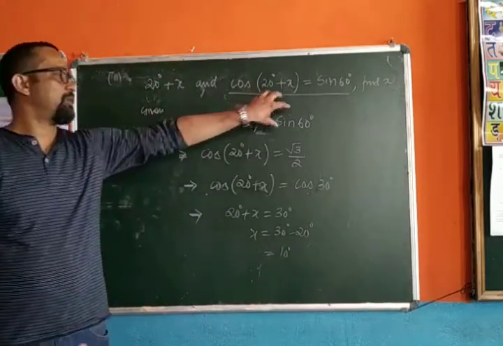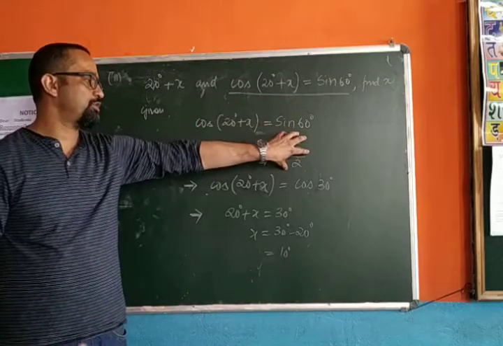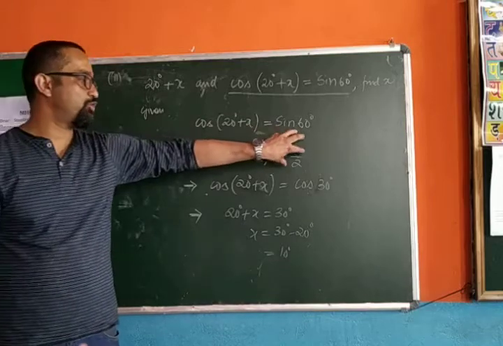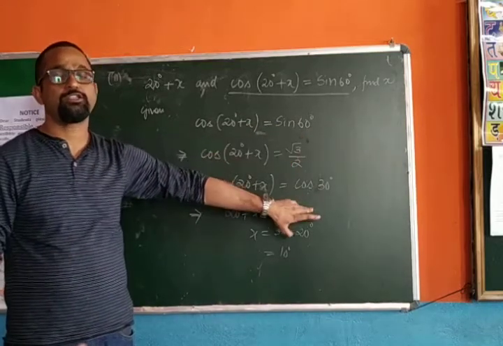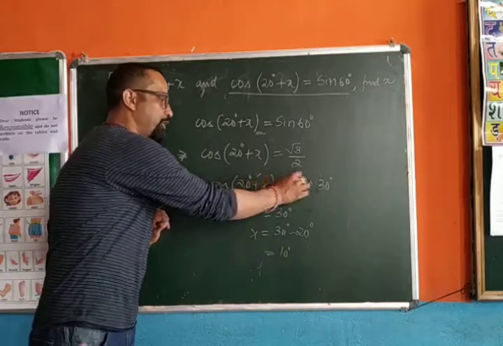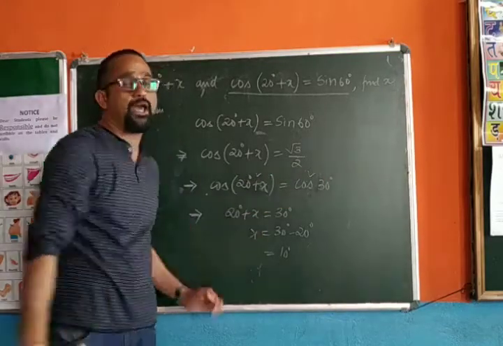Similar sum. Sine's value you substitute. On the left hand side you have cos. Which cos will give you root 3 by 2? It is 30. Cos equal to cos. So equate the angles and then calculate.